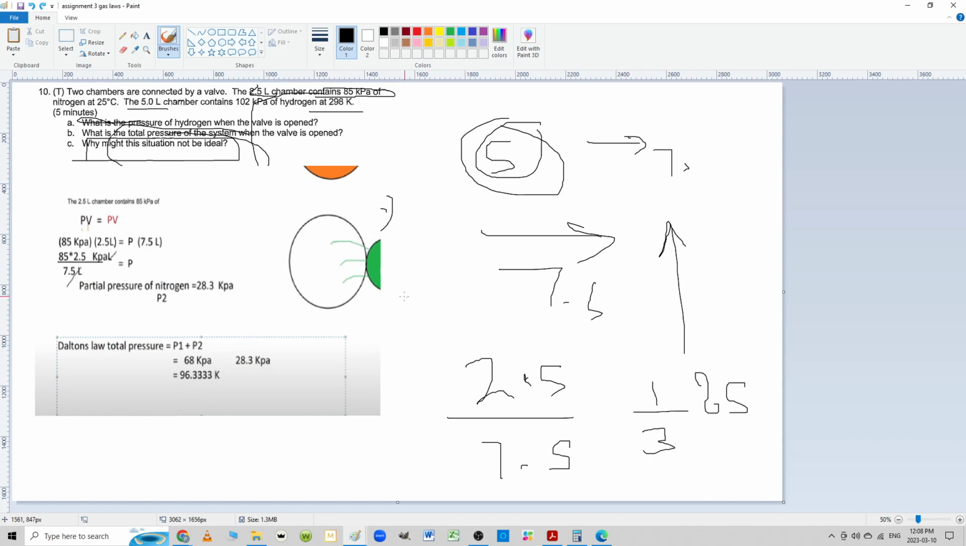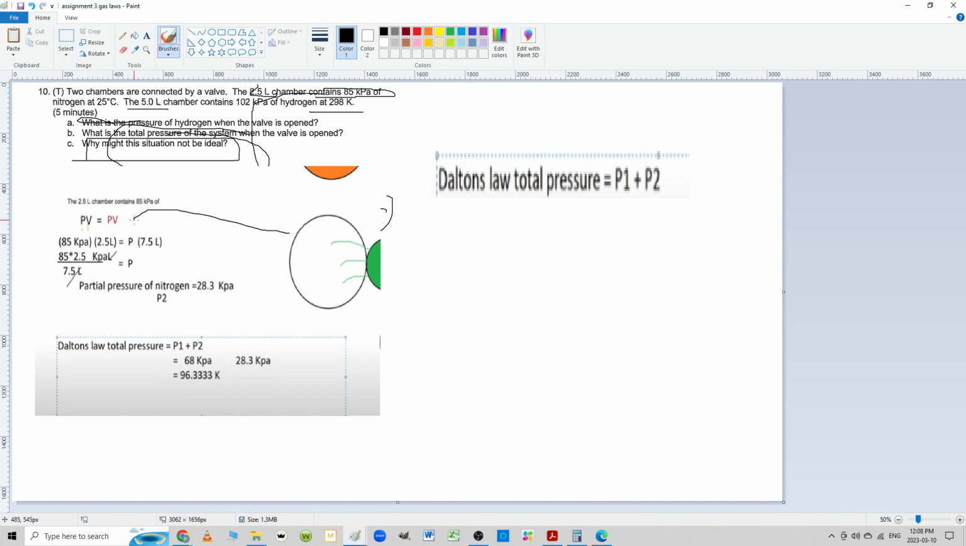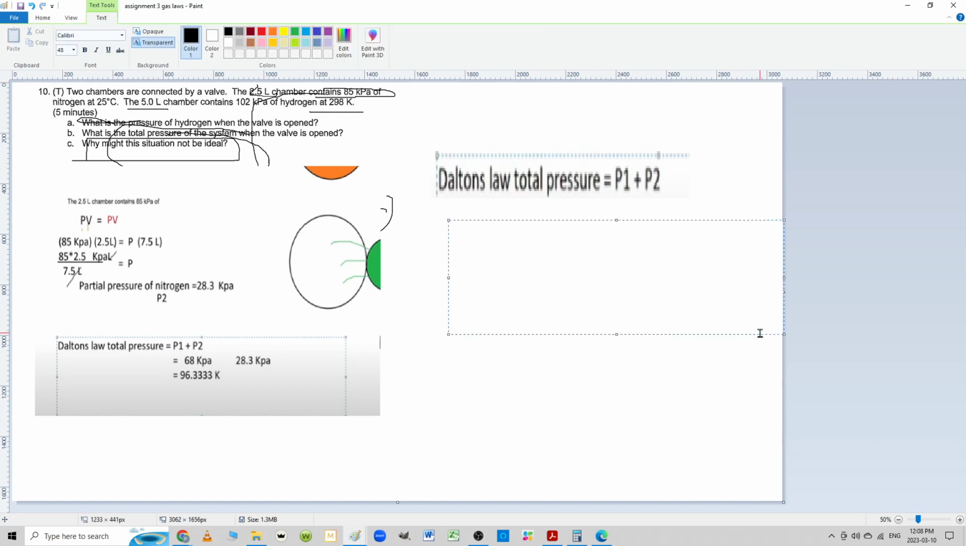The second addendum: we can use Dalton's law for this system because at that time, once we figure the partial pressures, the volume is now 7.5. So it's easier to figure out when the volumes are the same. However, since Dalton's law is equal to P1 plus P2, and going back to this, we discovered that P1, the pressure for hydrogen, was equal to the old pressure times the old volume, 5.0 liters, divided by the new volume.